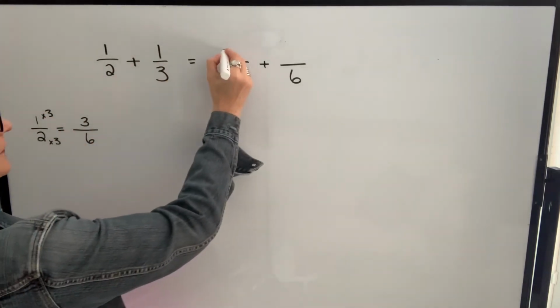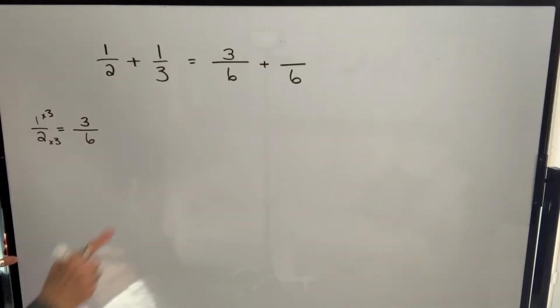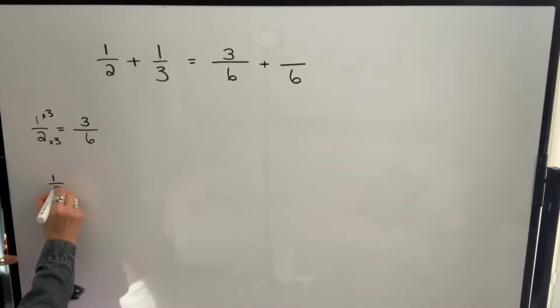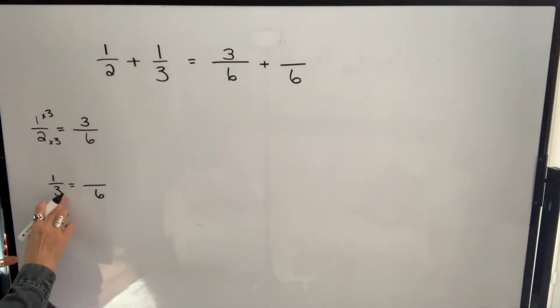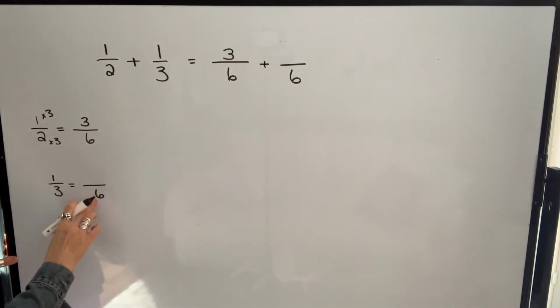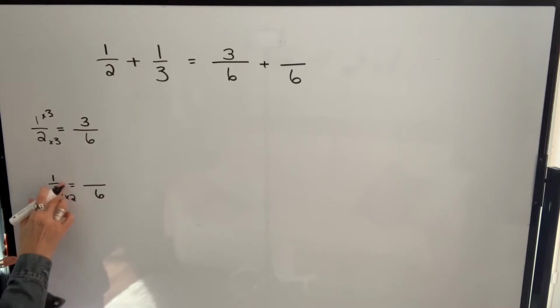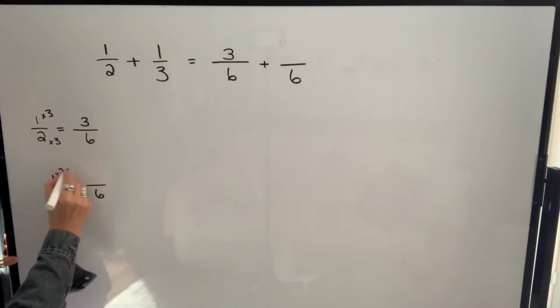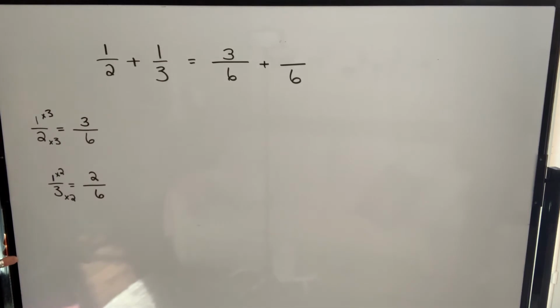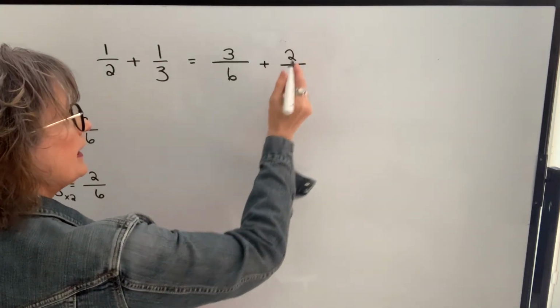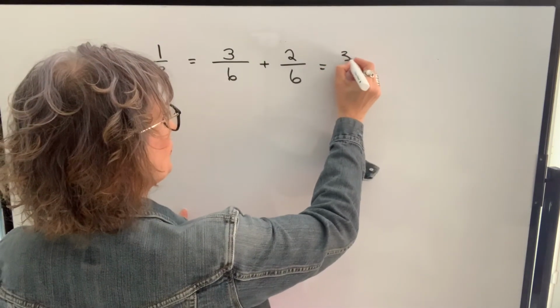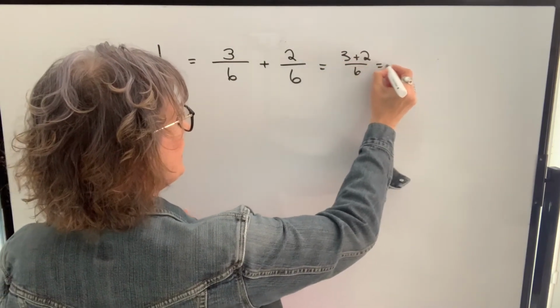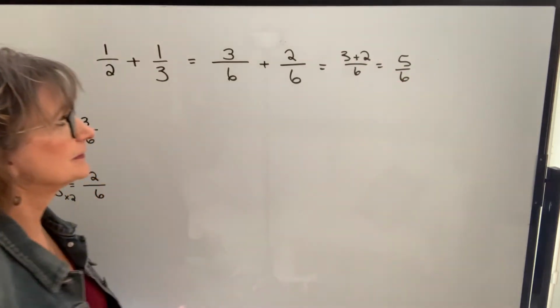So 1/2 is 3/6. We do the same thing with 1/3. We want to find out how many 6ths 1/3 is equal to. So in order to get a 6 in this denominator, I had to multiply 3 by 2. And whatever you multiply the denominator by, you have to multiply the numerator by the same thing. So 1/3 is equal to 2/6. Now that I have a common denominator, I can add these fractions. It would be 3 plus 2 over 6, which is 5/6.